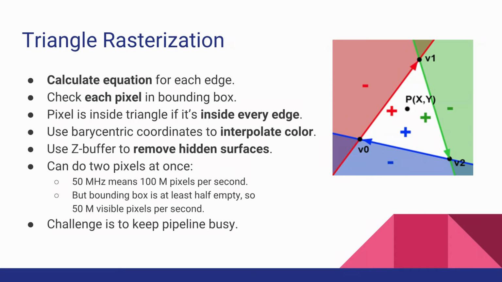There's a slide on that. Okay, and the challenge really in the FPGA, and this was the biggest challenge in the whole thing, is to keep the pipeline busy, because you're trying to get 100 million pixels processed per second. But there are so many places where it can block, especially with RAM.